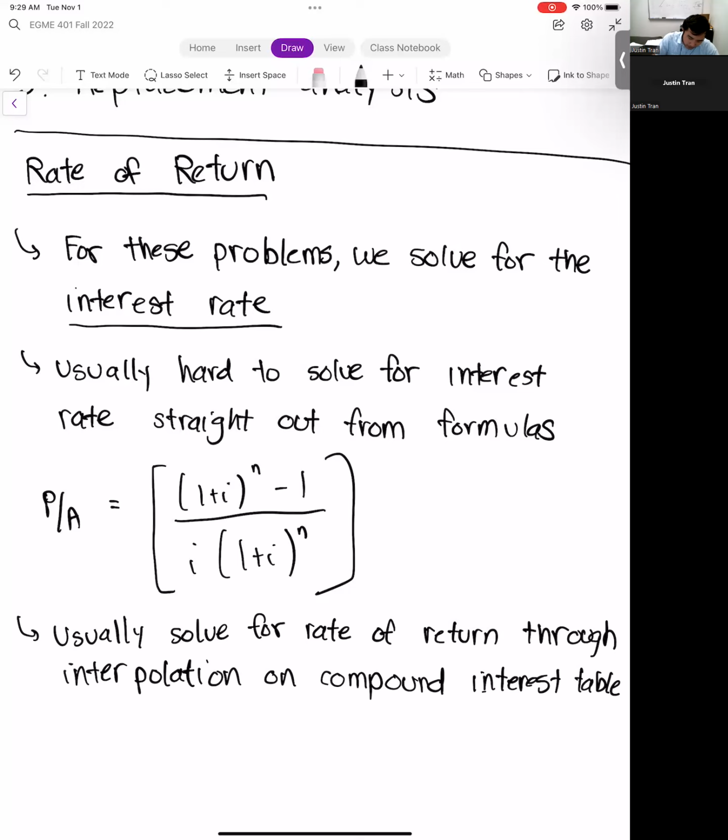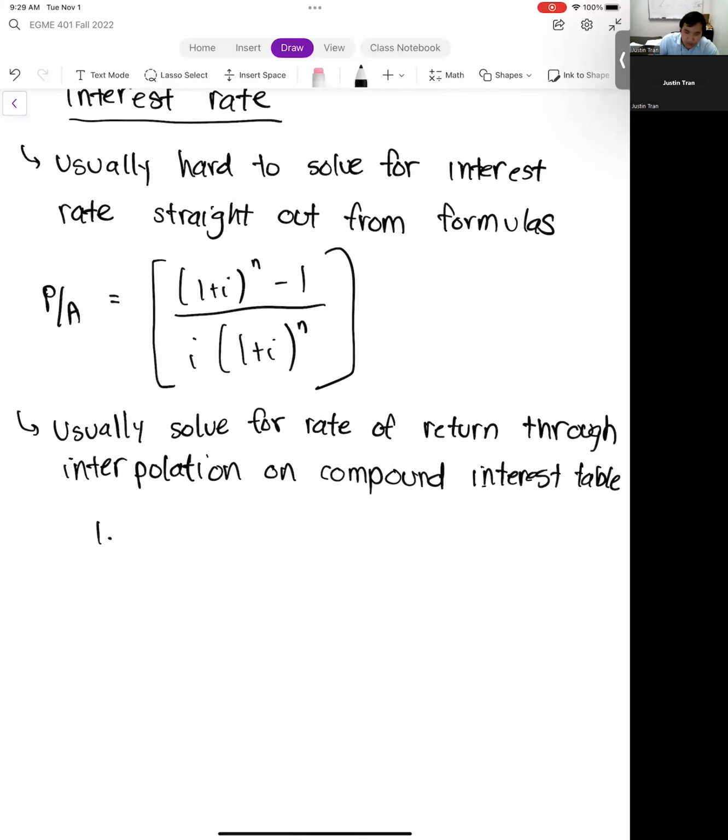And so basically, the way it works is like this. It's kind of a two-step process. So first, you're going to set up some kind of cash equivalent equation. Okay, and what I mean by that is you're going to combine all the cash flows in the problem into a single equation, and usually that means converting it all to a single form. And so usually what we do is a present worth, but you can also do an annual cash flow equation as well.